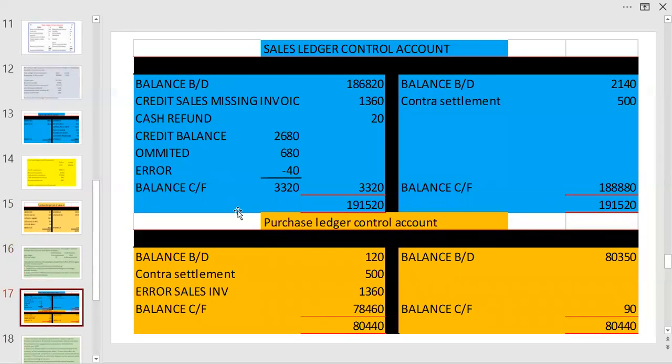B. A contra settlement of 500 had been included in the total transactions but not in the control account. This will affect both sales and purchases control accounts. In sales ledger control account, contra settlement is credit. In purchase ledger control account, contra settlement as shown here is debit.